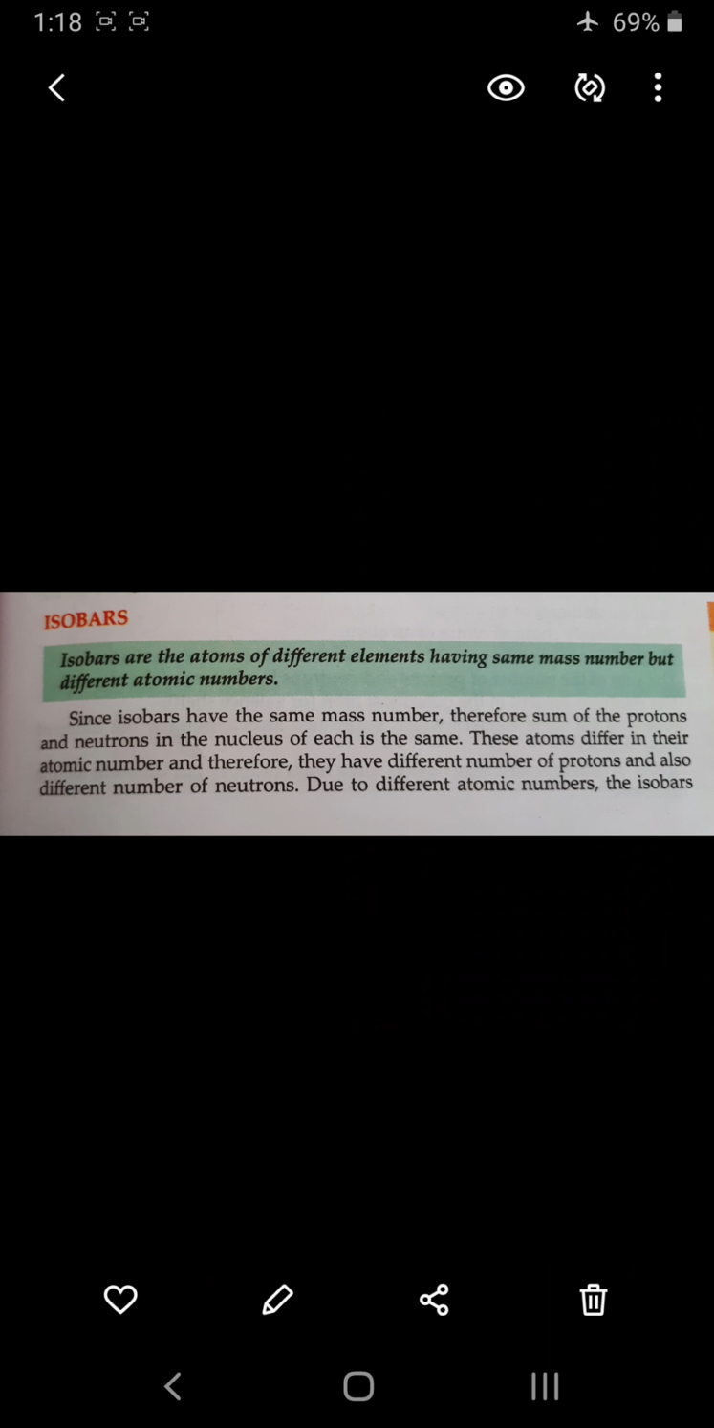Next are the isobars. What are isobars? Isobars are different from isotopes. They are different atoms of different elements having the same mass number. They have the same mass number but different atomic number. In isotopes, we studied the same atomic number but different mass number. But in isobars, the mass number is the same but the atomic number is different.